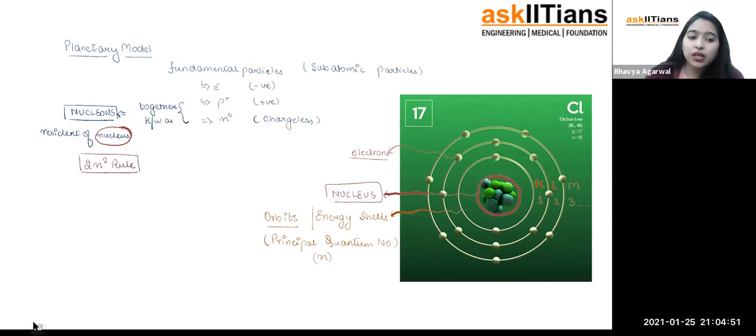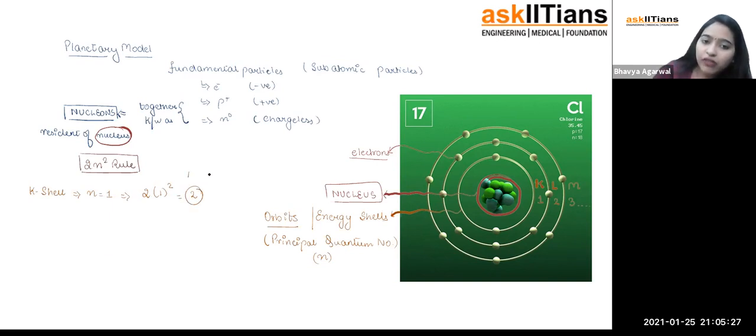Now, what is this 2n square rule? It talks about the number of electrons which you can put in a shell. For instance, if I talk about the K shell, it has a principal quantum number value of 1. So how many electrons can I put? 2 into 1 square, which is equal to 2. It means the number of electrons I can put inside it is just 2.